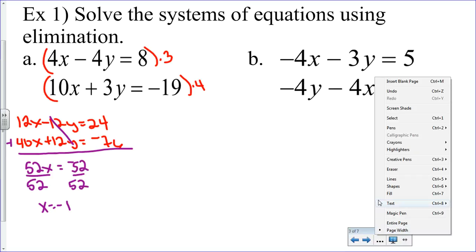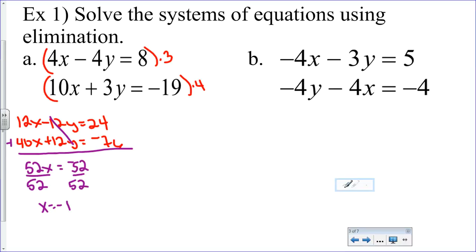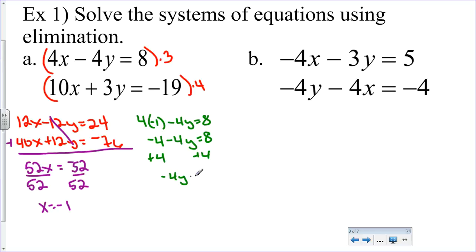I'm going to plug that back in to find my y. I'm going to plug this into the first equation. Remember, I'm replacing x with negative 1, so I don't have an x there anymore. Put a negative 1 in its place, and I'm going to solve. Negative 1 times 4 is negative 4. I'm going to bring everything else down. I'm going to add 4 to both sides, so I get negative 4y equals 12. Then divide by negative 4, so I get y equals negative 3. So my solution here should be negative 1, negative 3.